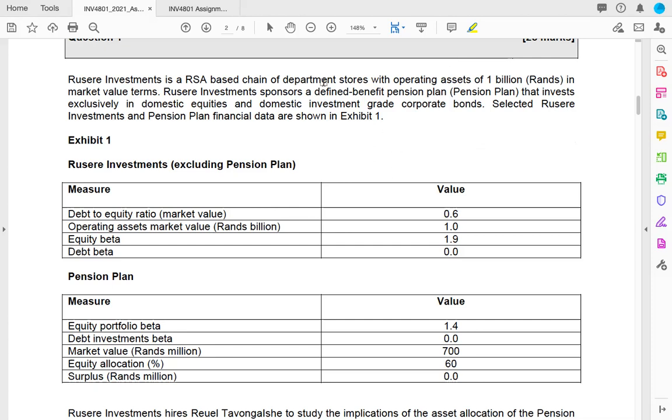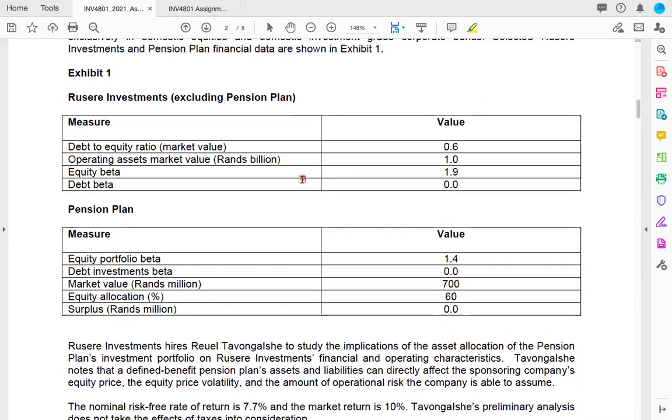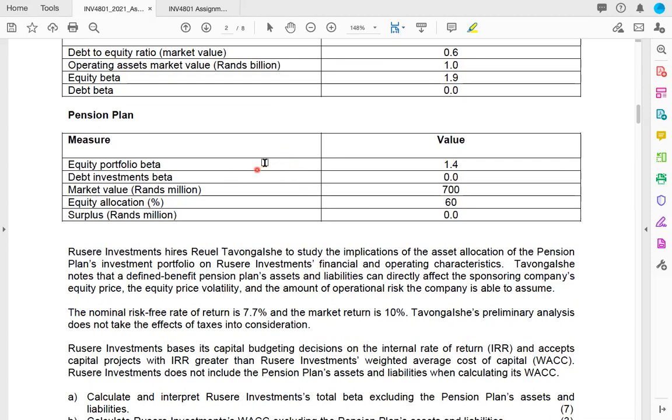Okay. And then we're also given information on the pension plan. We're given the equity portfolio beta, which is 1.4. So the equities they've invested in their pension plan have a beta of 1.4. The debt investments beta is 0. The market value of the pension plan is 700 million rands. The equity allocation is 60, and the surplus is 0.